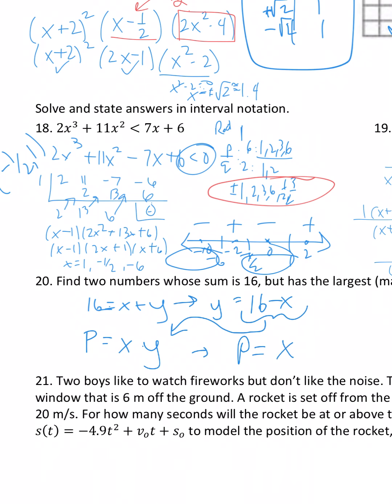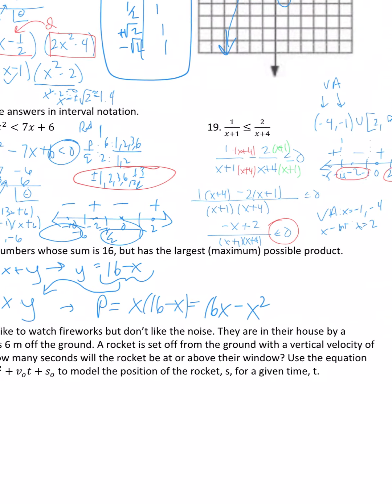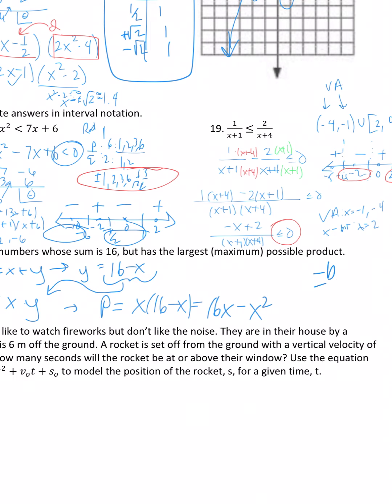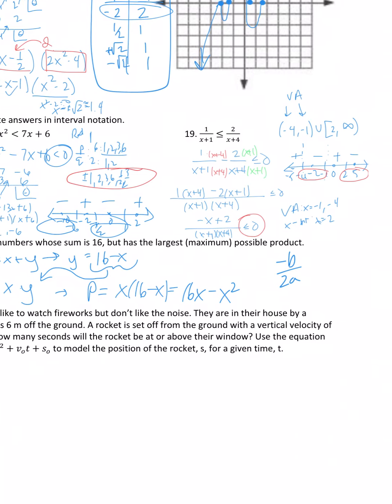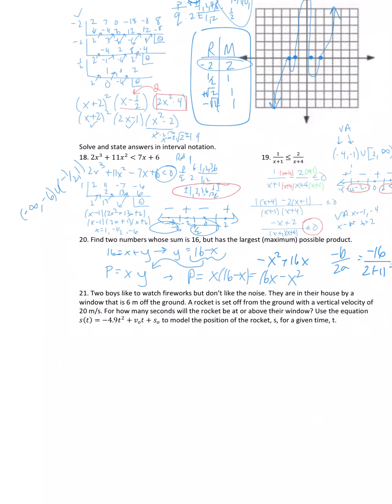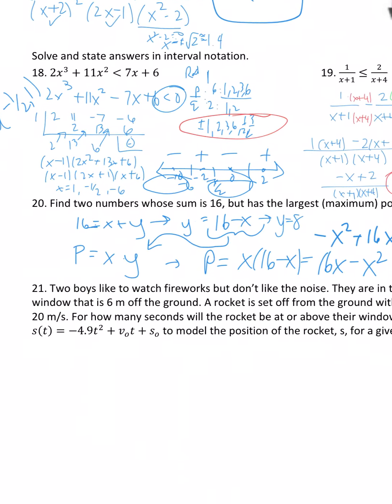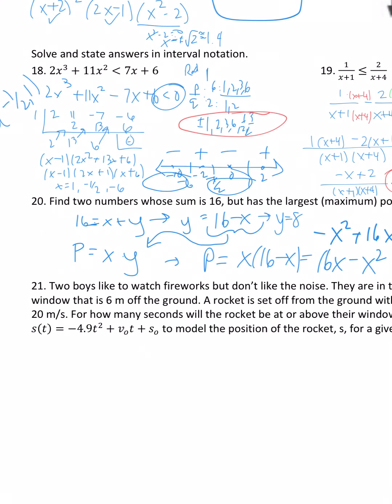So the product has to be x times 16 minus x. And so I get 16x minus x squared. And now I can just use the vertex form, negative b over 2a. Since it's a quadratic, it might be helpful if I rewrite it in descending form, in standard form. So I get negative 16 over 2 times negative 1. So x is 8. And then if x is 8, that would also mean that y must also be 8. So those two numbers, 8 and 8, are the two numbers whose sum is 16 and is the largest possible product between every combination.